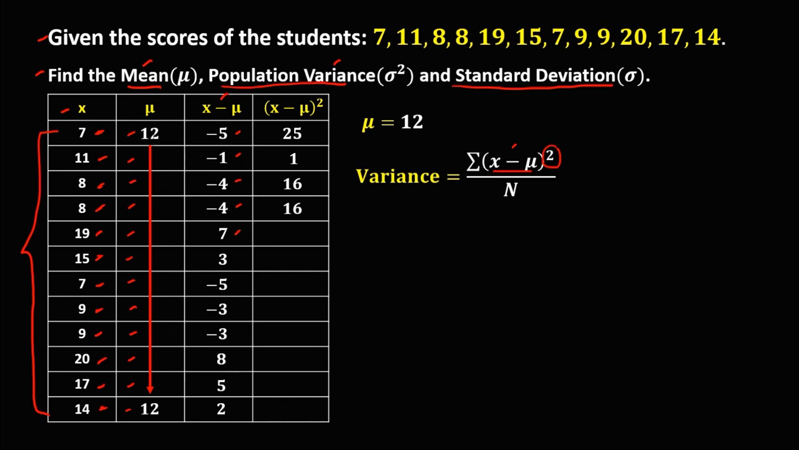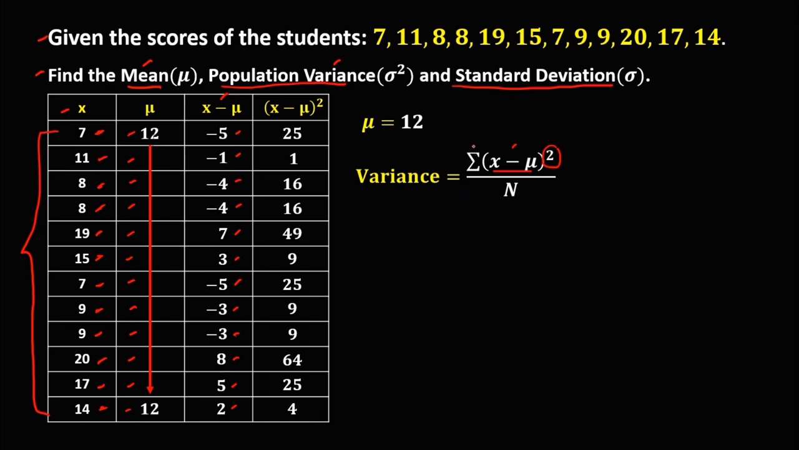7 squared, so 7 times 7, this one is 49. 3 squared, so 3 times 3, this one is 9. Negative 5 times negative 5, that's 25. Negative 3 times negative 3, positive 9. This one is positive 9. This one is 8 times 8, this one is 64. Then 5 squared, that's 25. And 2 squared, that's 4.